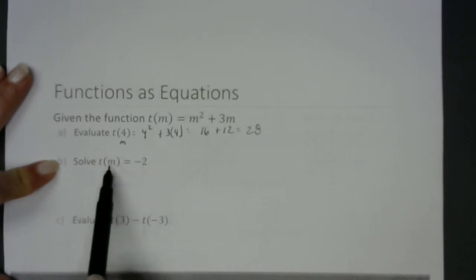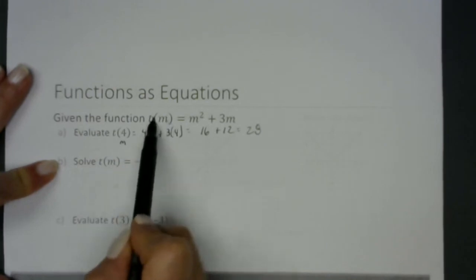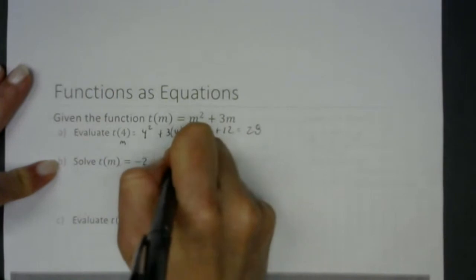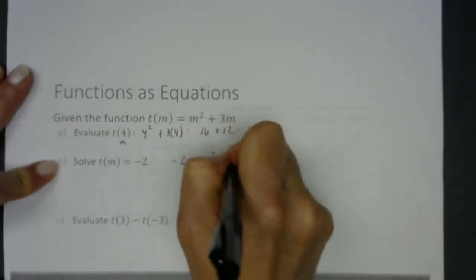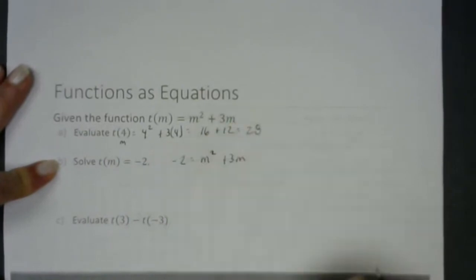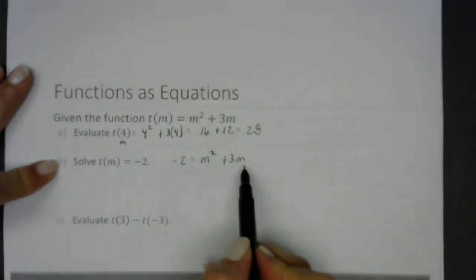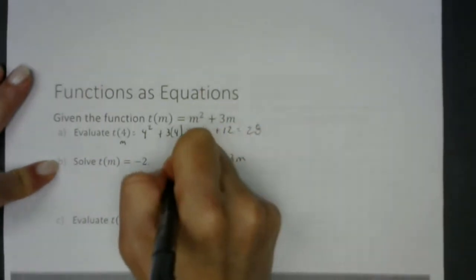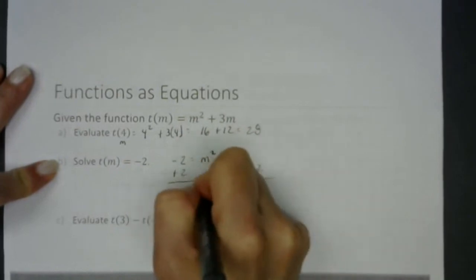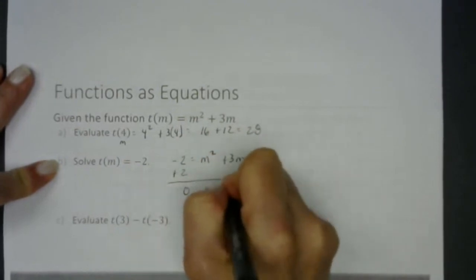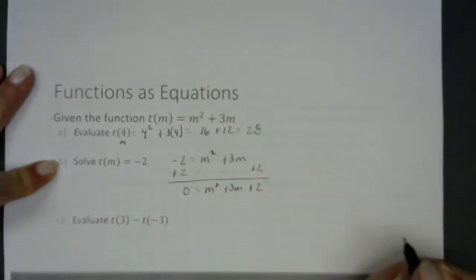If I'm solving, I'm looking for the input that's going to give me the output of -2. So I just want to substitute -2 in for the t of m and solve. I want to say -2 equals m squared plus 3m, and I want to solve for m. Well, that's a quadratic equation. So to solve for m, I have to set it equal to 0. So I'll add 2 to both sides, and I'll have 0 equals m squared plus 3m plus 2, and I'll solve.